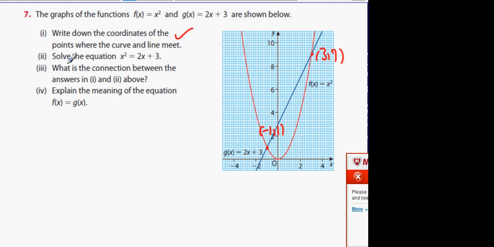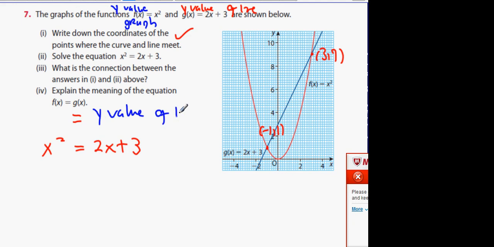Okay. Solve the equation x squared equals 2x plus 3. Now, please pay really close attention to this, because here is the y-axis, the y value of the graph, the output of the graph, and this is the y value of the line. Now, what they basically ask us to do is, they're giving us this equation here. They're asking us to solve y value of line equals y value of graph.